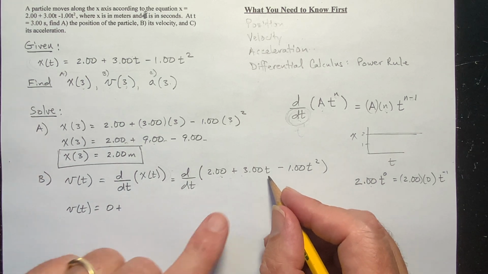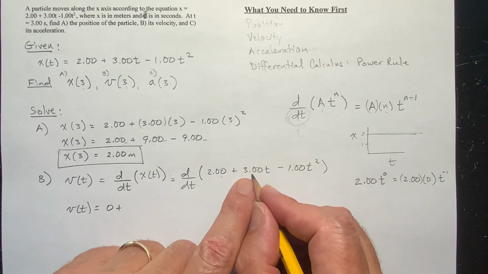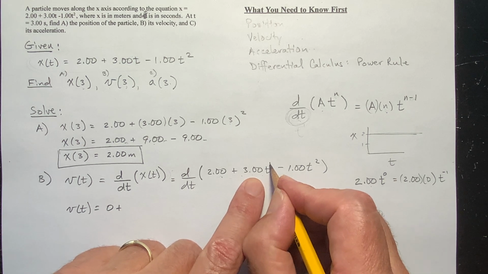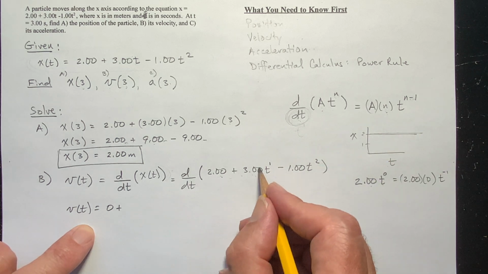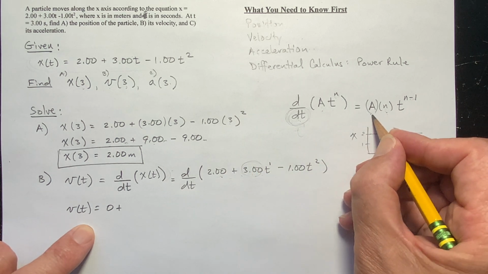plus, now this is like 3.00 times t. That's like t to the 1 power. So I'm going to keep this 3 using the power rule. See, this 3 is my A.